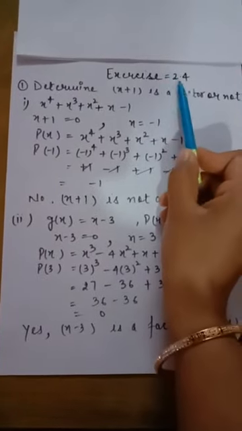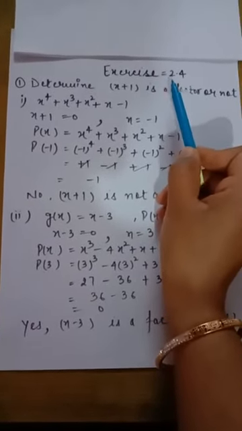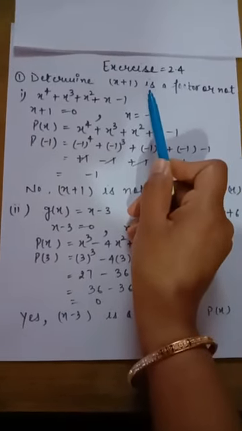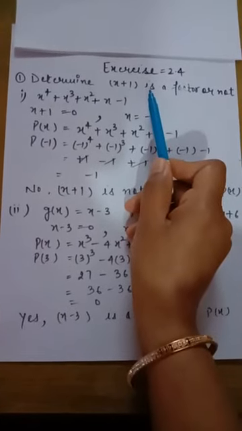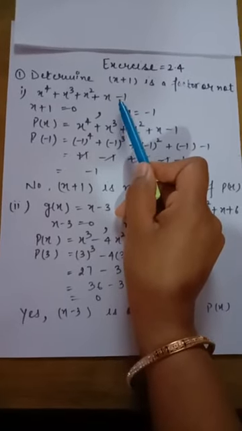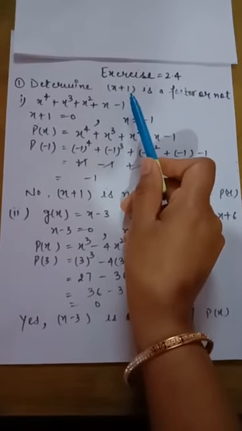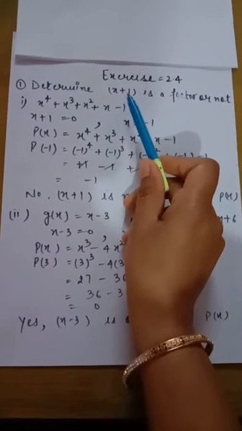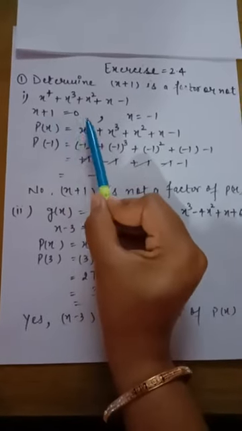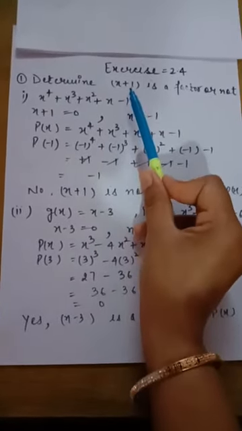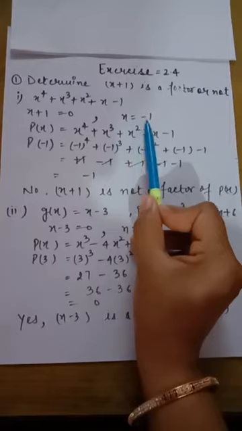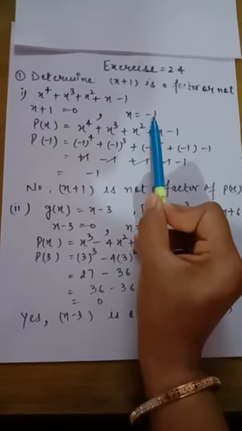So for verifying or learning about the factor theorem, I took exercise 2.4, and I am taking one question which is your first question of exercise 2.4. This is a part of the first question. We have 4 parts in the first question. I took only one. So if I want to prove whether x plus 1 is a factor of this polynomial or not, first of all I have to find the value of the variable from the given polynomial. So x plus 1 equals 0. We learn in the factor theorem that if it is a factor, then the value of the variable should make the polynomial equal to 0.